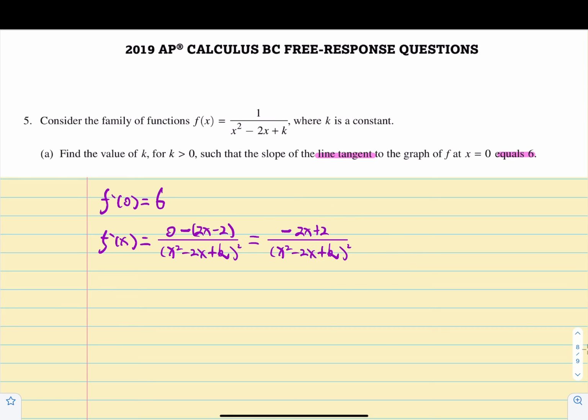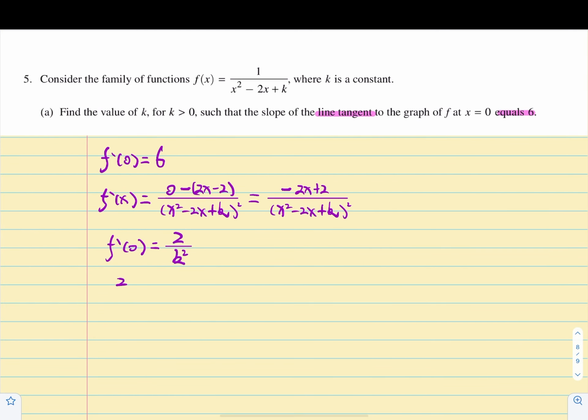Then we substitute 0 into f'(x), so f'(0) will equal 2 divided by k squared, and we know this equals 6. We will see that 2 divided by k squared is equal to 6, and so k squared is equal to 1 over 3.